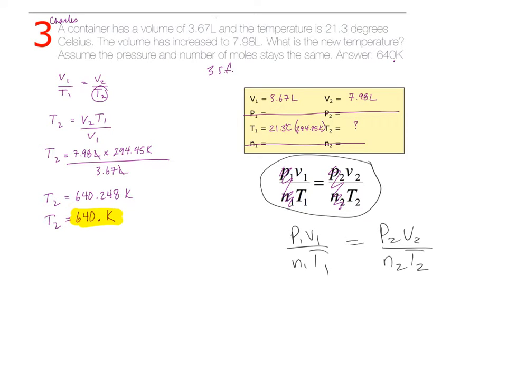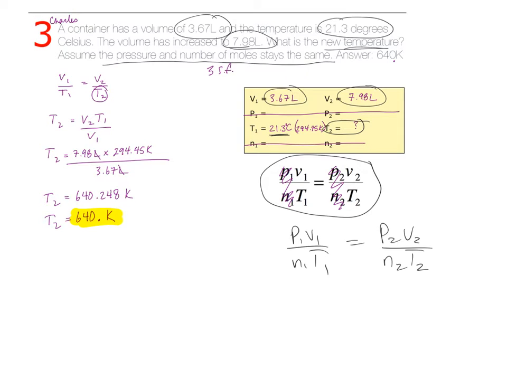So in the question they give you a volume, so I wrote that down as volume 1, and then they give you a temperature, and that would be the temperature 1 right there. And then they gave me a second volume right there, and then they ask for the new temperature or temperature 2. Notice that they say somewhere, assume the pressure and the number of moles stay the same.